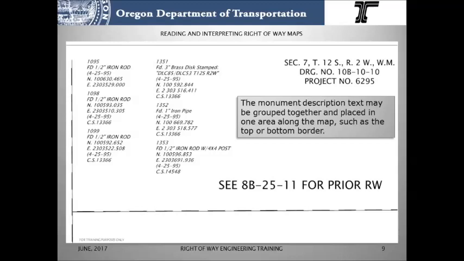Now, another way of grouping these, the description text may be grouped together and placed in an area that's well away from the monuments. Could be the top border or the bottom border, grouped in one spot on the map.